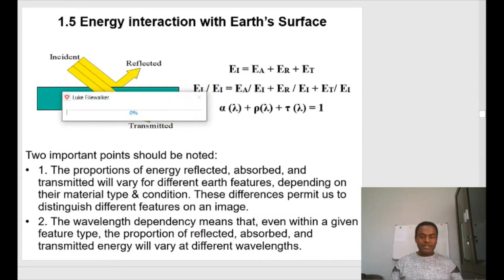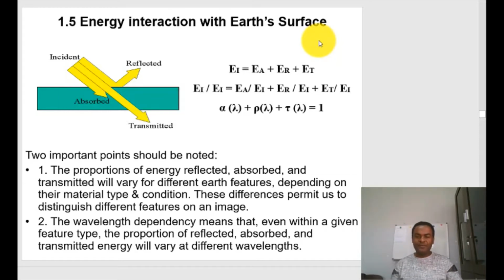Now let's take a look at section 1.5, which is energy interaction with Earth's surface. Let me remind you that once the energy is emanated from the sun, it propagates through the atmosphere, interacts with atmospheric constituents, and reaches the surface of the Earth.